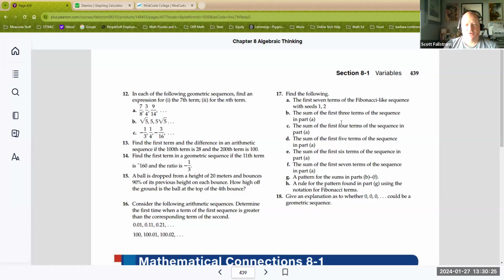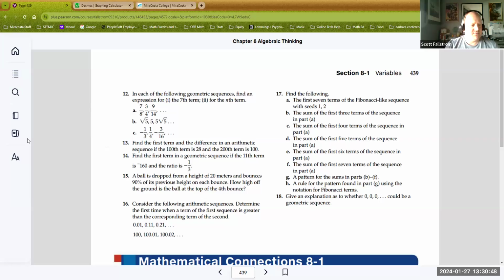Hello, students. Had a question here in 8.1 homework, question number 17. The student's comment was, the seeds are 1 and 2. Does that mean my first term is 1, or is my first term 3 where I get the first addition? And so let's take a look. The first 7 terms of a Fibonacci sequence with these seeds.